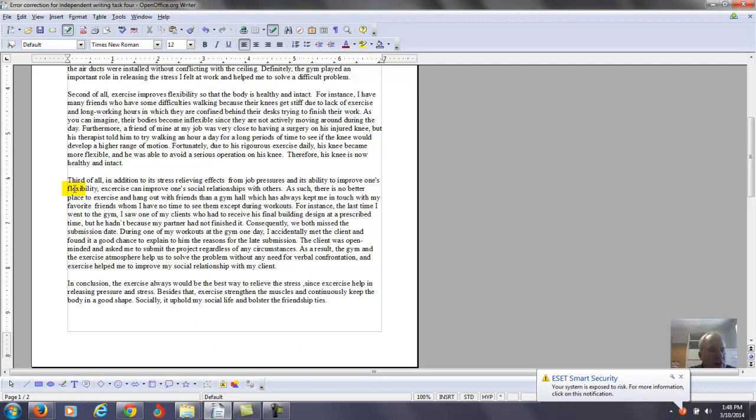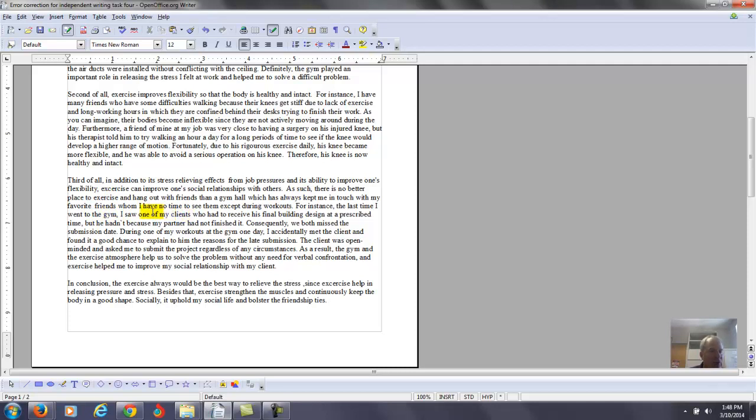Okay, let's take a look at this paragraph one more time. So we have, third of all, in addition to its stress-relieving effects from job pressures and its ability to improve one's flexibility, exercise can improve one's social relationship with others. As such, there is no better place to exercise than to hang out with friends in a gym hall, which always gets me in touch with my favorite friends who have no time to see except during workout. For instance, last time I went to the gym, I saw one of my clients who had to read this full building design at a prescribed time, but he hadn't because the partner had not finished it. Consequently, we both missed the mission.